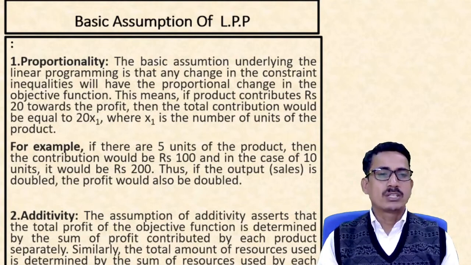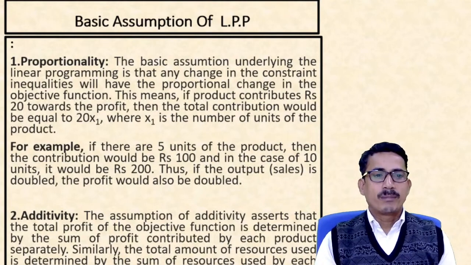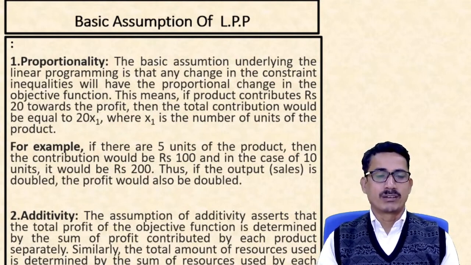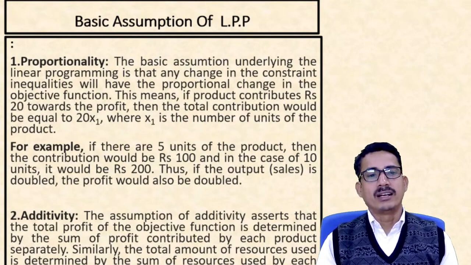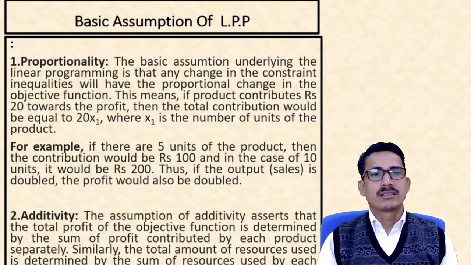So anyway, the additivity assumption says the total profit is calculated as the sum of the profit from the different products. For example, take the carpenter example again: it is producing chair, table, let's say bench, and another, sofa, something like that. So he is thinking of the profit out of all. When you add all the profits, the sum of the profit is calculated, which will be highlighted in the objective function.